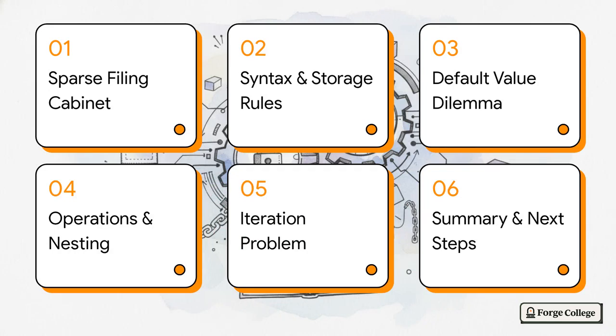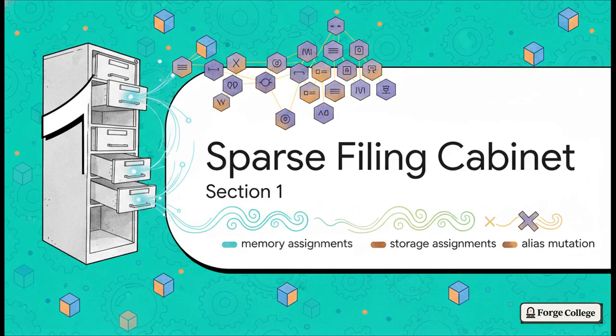Okay, let's dive into our engineering blueprint for today. First, we'll look at the sparse filing cabinet concept, then go over syntax and storage rules. After that, we'll tackle the default value dilemma, break down basic operations and nesting, and figure out how to solve the iteration problem. Finally, we'll wrap up with a summary and some next steps. All right. Let's jump right into part 1, the sparse filing cabinet.